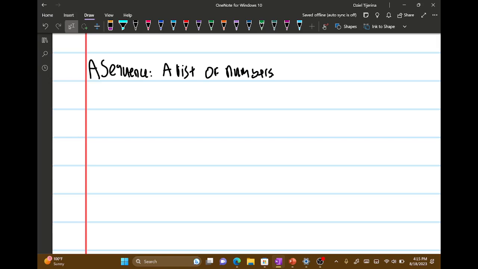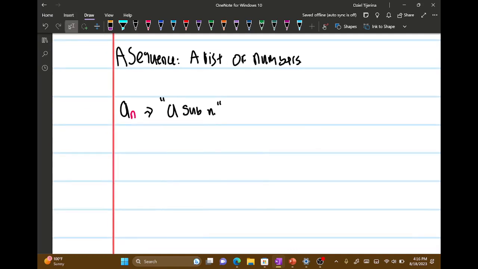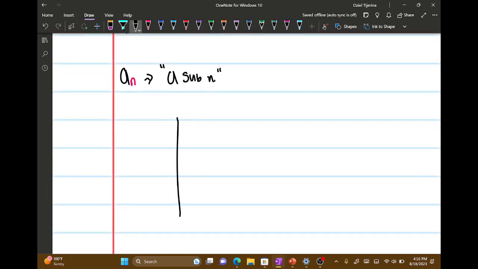So like I said, a sequence is a list of numbers. Most of them are defined by, for example, if y'all have seen the term a sub n, we always read this as a sub n. This just means if we have, let's say, a t-chart and we have some number of n terms, the output would just be a sub n. So it's kind of like algebra in a way, but it's different notation here. We're talking about a list of numbers.